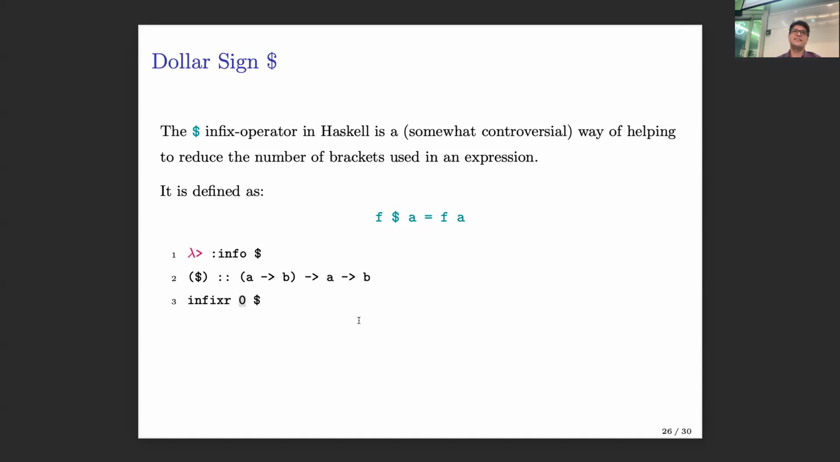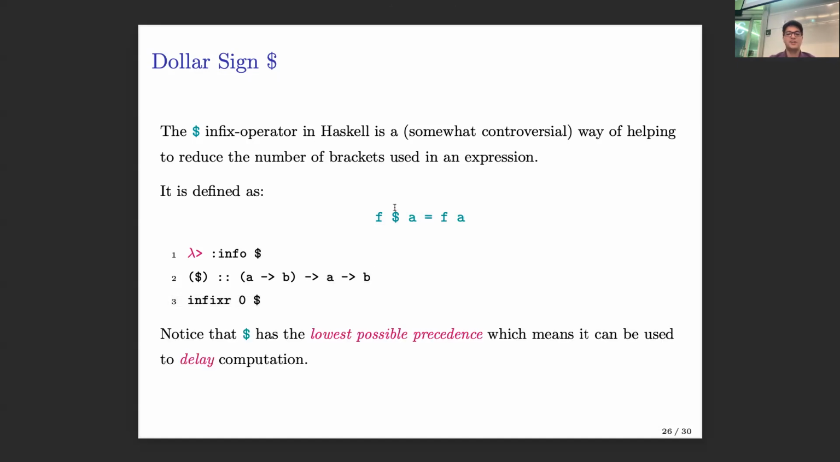0. It is the very last thing that's going to be evaluated. I think that's correct. And it's right associative, so that means it's always going to go to the right. In effect, what this means is that it's going to allow us to delay computation and also drop unnecessary brackets. So this apply operator takes a function and something from the domain of that function, and returns something from the range of that function. Notice $ is the lowest possible precedence, which means it can be used to delay computation.